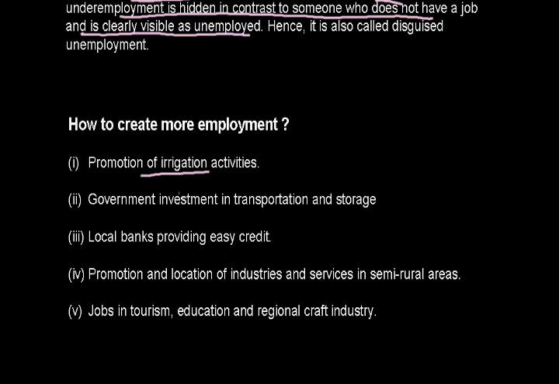So the remedy is if we can provide irrigation activities. If proper irrigation activities are provided, these people can be employed in their farms, in their agricultural land throughout the year. They can go for the Kharif season, they can go for the Rabi season, and they can also enjoy the Zaid season. So they will be employed throughout the year, and that will lead to an increase in production also. So the very first point is if we can promote irrigation activities, we can somewhere put control on disguised unemployment. The second thing is government can invest in transportation and storage.